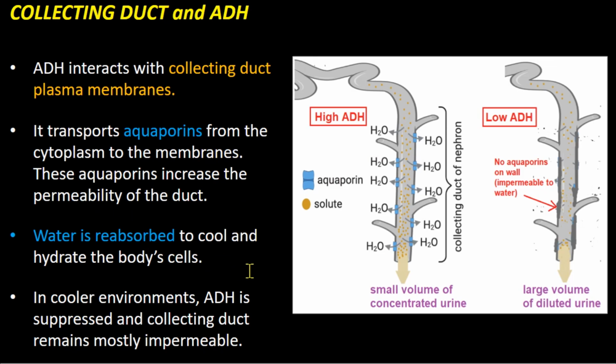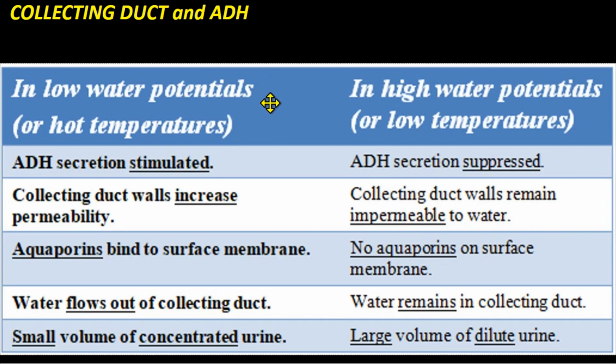In cooler environments, ADH is suppressed and the collecting duct remains mostly impermeable because there's no aquaporins being brought here. So in low water potentials or hot temperatures, ADH secretion is stimulated, the collecting duct walls increase the permeability, aquaporins bind to the surface membranes, water flows out of the collecting duct, and you get a small volume of concentrated urine.